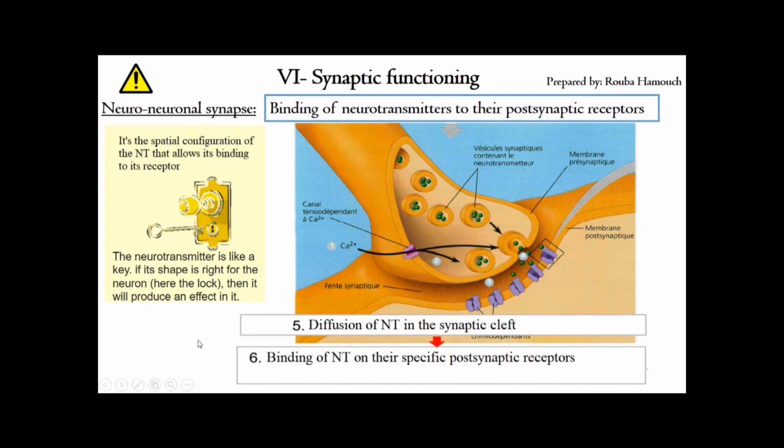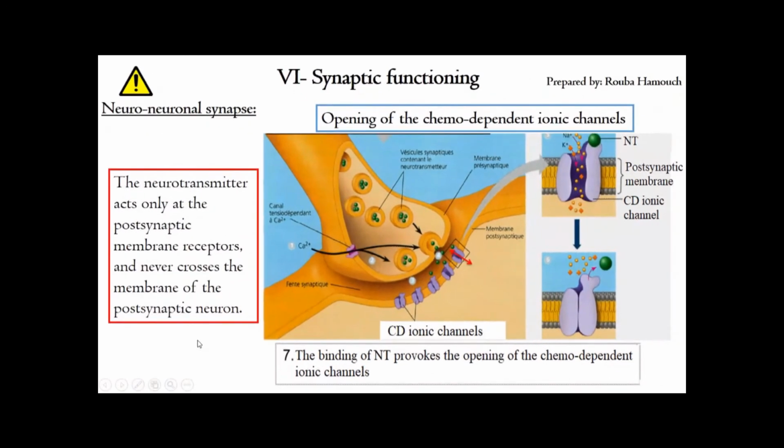After binding of neurotransmitters on their postsynaptic receptors, we have opening of the chemodependent ionic channels. So the binding of the neurotransmitters to their receptors allows the opening of the coupled chemodependent ionic channels and the inflow or the outflow of ions. The nature of the ion that will move across this channel depends on the type of the synapse, whether it is excitatory or inhibitory. We will explain that later.